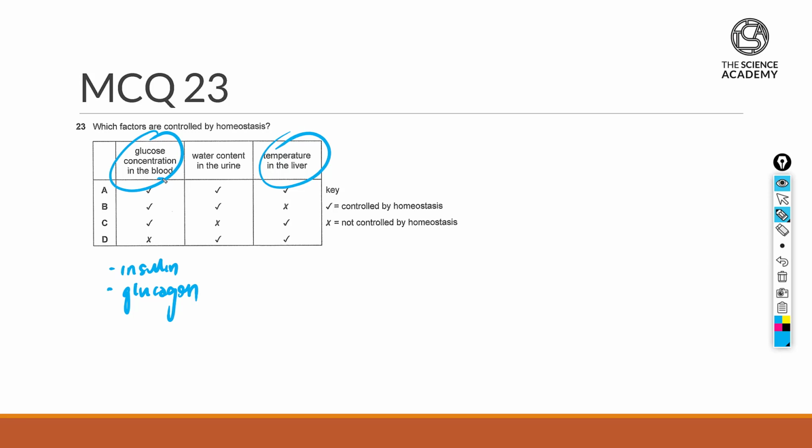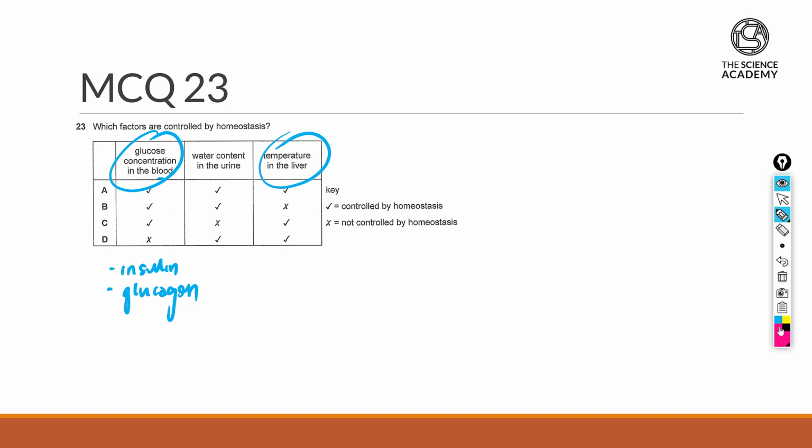Now, temperature in the liver, as previously mentioned, is under thermoregulation. So with very specialized thermoreceptors in the blood vessels, as well as in your organs, it will actually cause a cascade of reactions if the temperature in the liver is either too high or too low.